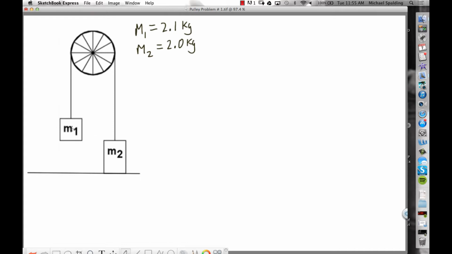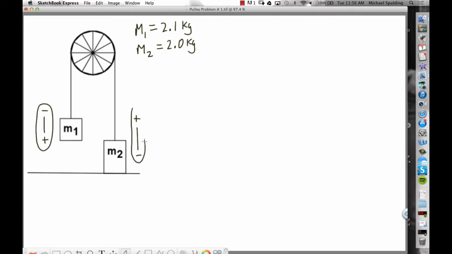So if M1 is slightly bigger than M2, which way is M1 going to be moving? Down. So let's say, to keep it simple, that down is plus, up is minus for M1. Now, which way is M2 going to be moving? Up. So we're going to say up is plus, down is minus.